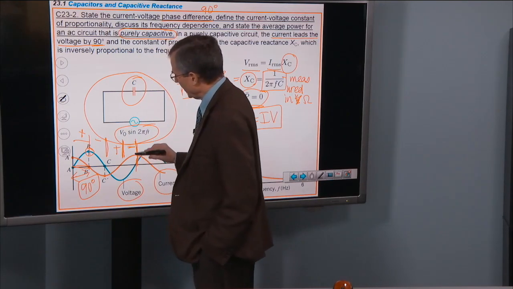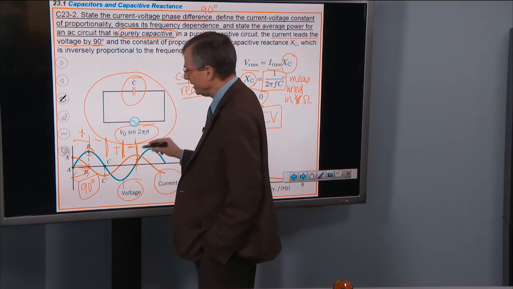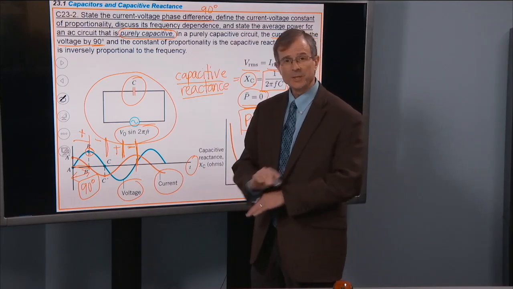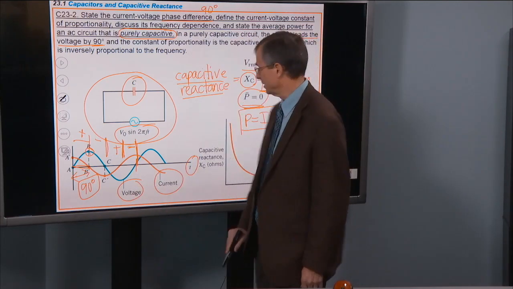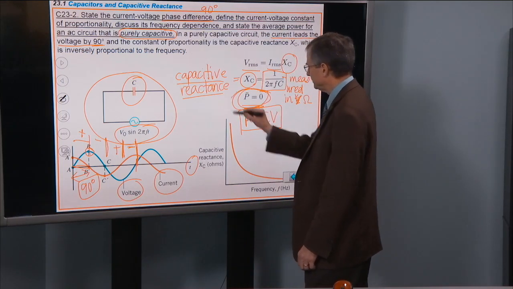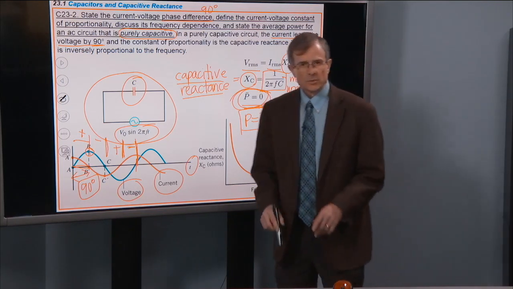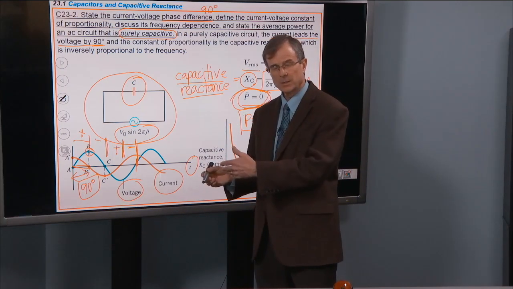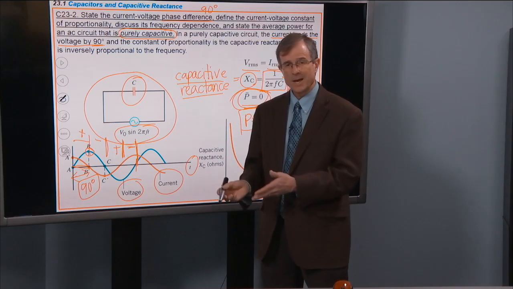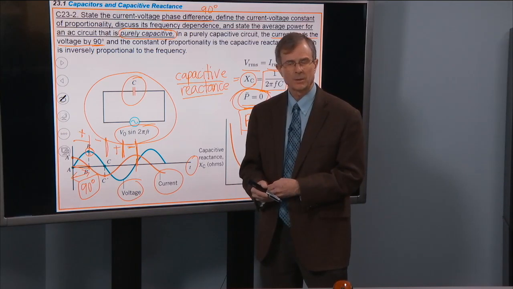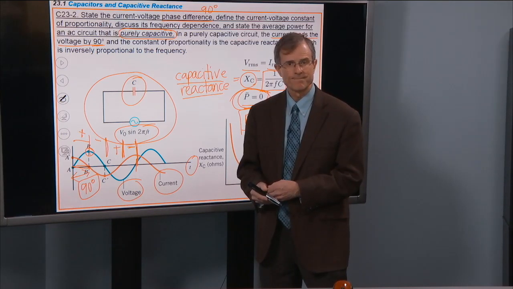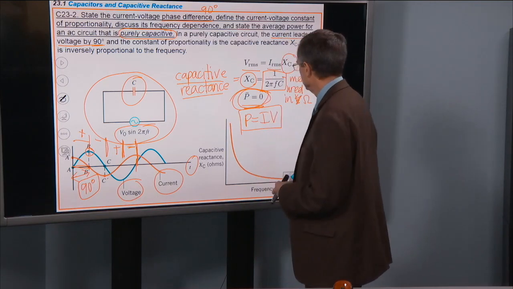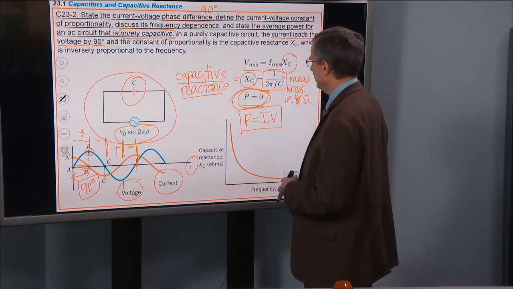So what happens is that everything cancels out. The positives and the negatives cancel, and you get 0 average power. That's why we have 0 here. So the important message here is that a capacitor does not use up any power on average. A resistor does. All right, let's see if we've got everything.